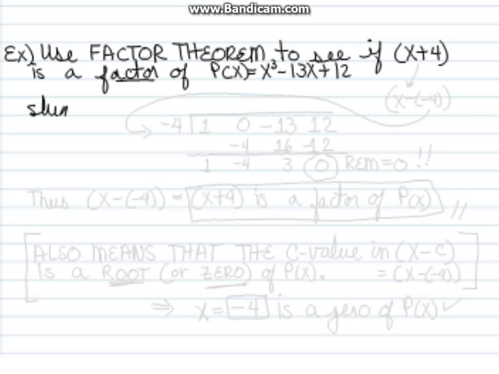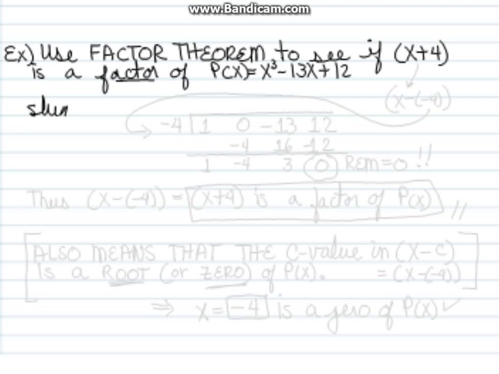Here we're asked to use the factor theorem to see if the polynomial x plus 4 is a factor of the larger polynomial p of x equals x cubed minus 13x plus 12. So here's what the factor theorem says. If we synthetically divide a polynomial p of x by a number c and we get a zero remainder, that means that x minus that c is a factor of the polynomial p of x.